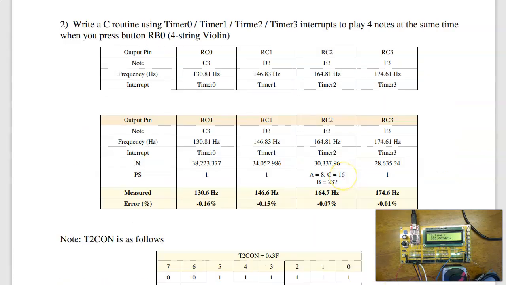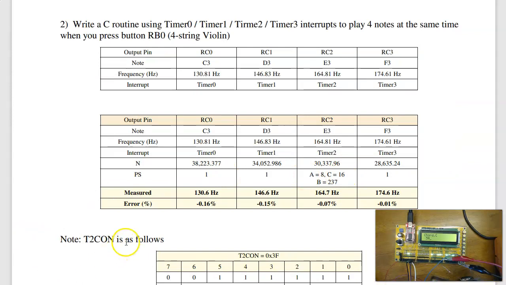Problem 2 looks at generating a chord. So to generate a chord, I'm going to play 4 notes at the same time. On RC0, I'll play 130 Hz, RC1, 146, RC2, 164, and RC3, 174 Hz. Now to do that, I'll use 4 different interrupts. To calculate the number of clocks between interrupts, that's 10 million divided by 2 divided by Hertz, gives you these numbers for n. For timer 2, I have to do a little bit different. A times B times C gives you this number. The other ones, I can do them directly.